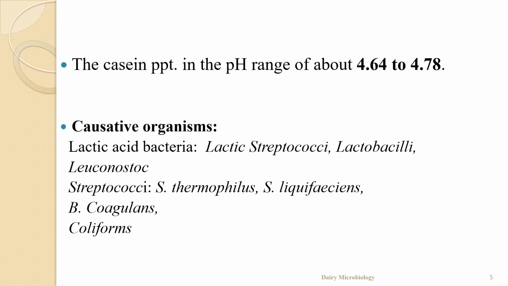The organisms which are responsible for curdling of milk include particularly lactic acid bacteria. For example, lactic streptococci, lactobacilli, leuconostoc, Streptococcus thermophilus, and Streptococcus liquefaciens. Bacillus coagulans and coliforms also cause the precipitation of casein.